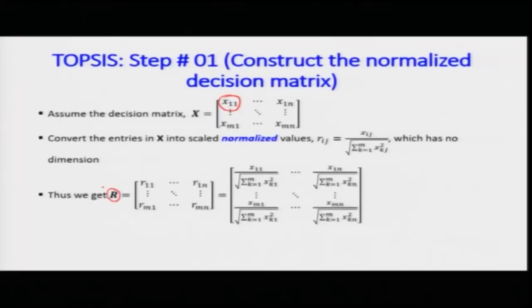Once you have that, you have the normalized set, which I will call R. So normalization can be done either row wise or column wise. I am not going into the details of what is done here, but you will surely understand.